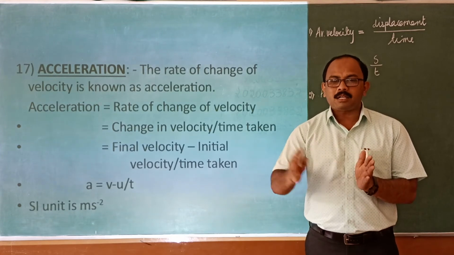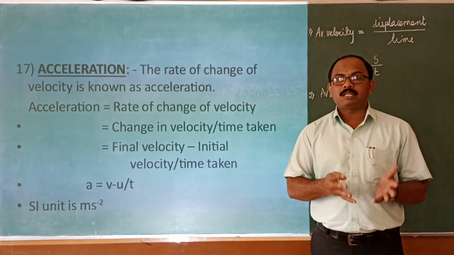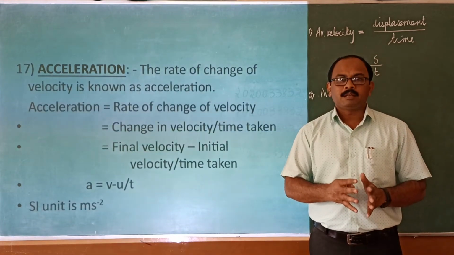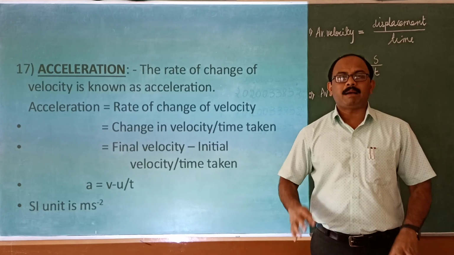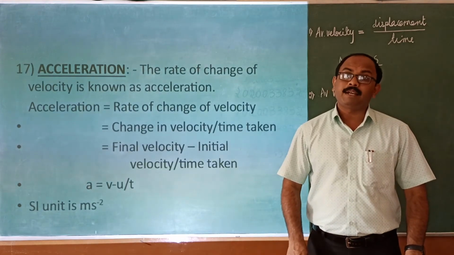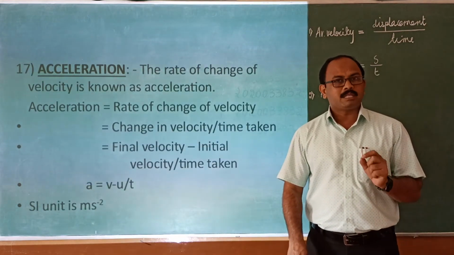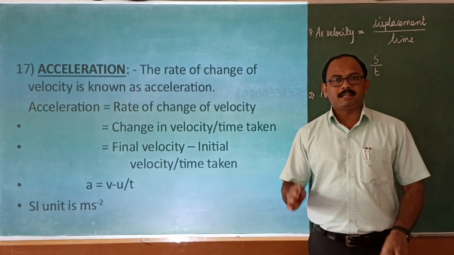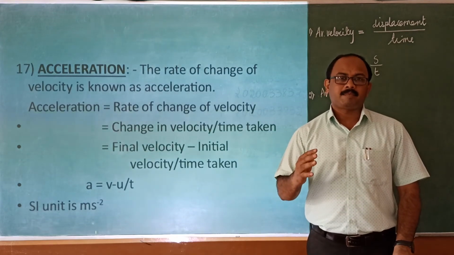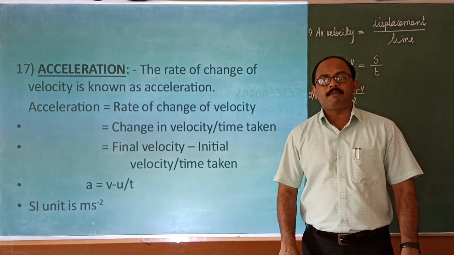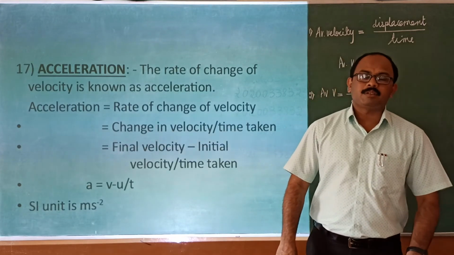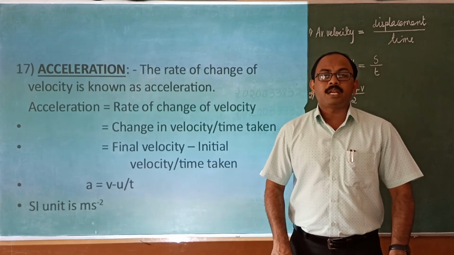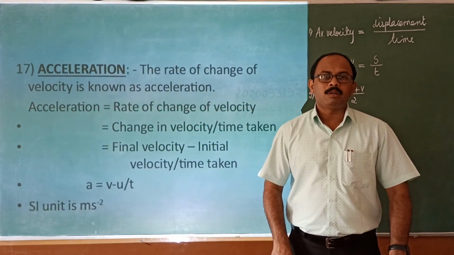Therefore, during the start of movement of a vehicle, the velocity of the vehicle must be 0. Initial velocity is 0. When it reaches the highway, it reaches the maximum velocity. We call that the final velocity. Therefore, velocity changes. When there is change in velocity, children, acceleration exists. Okay? How do we define the word acceleration? Acceleration is defined as the rate of change of velocity.